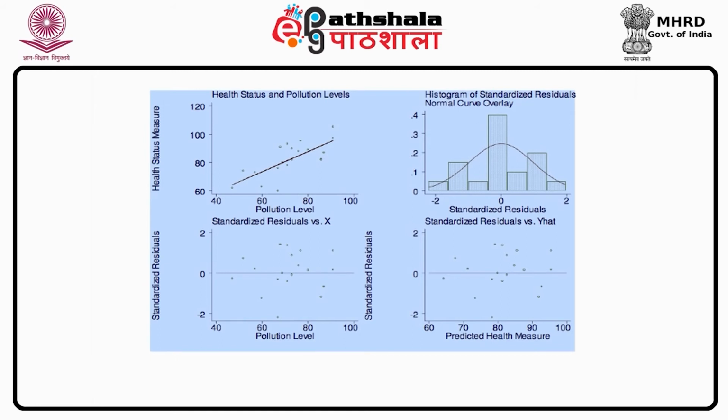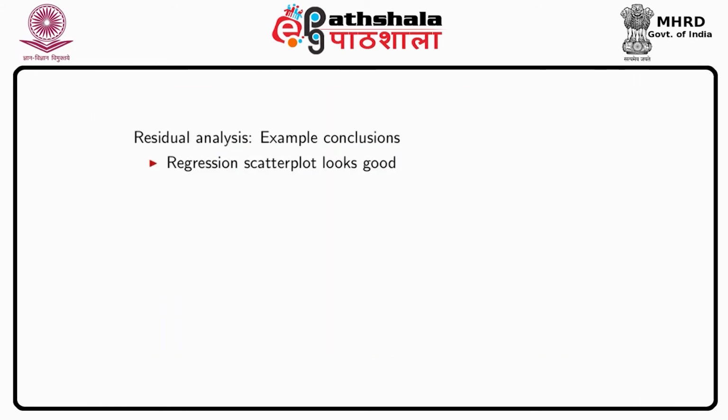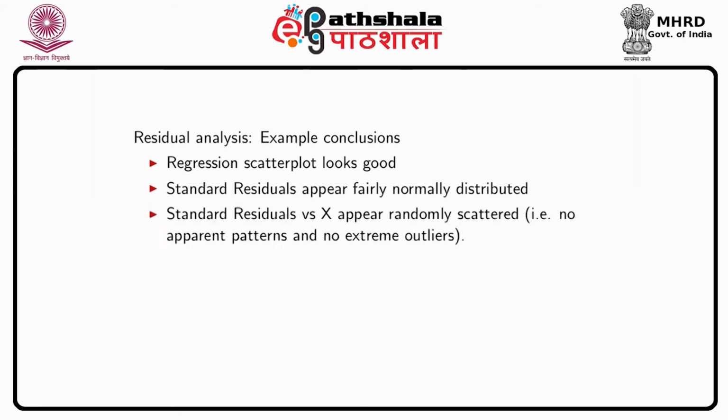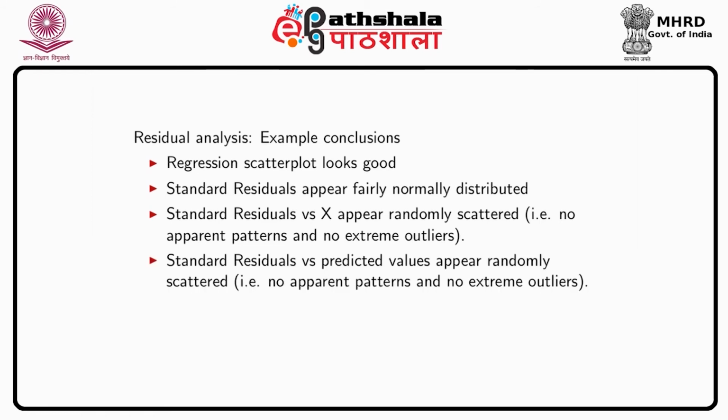So all four of these plots tell us that the linear model is potentially the best fitted model from the first plot, and once we fit the model, we can check the assumptions that have been satisfied by looking at the remaining three. So the conclusions that we can draw from the above plots are that the regression scatter plot looks good, it looks linear. Standard residuals appear fairly normally distributed. Standard residuals versus x appear randomly scattered, as is expected when the normality assumptions are satisfied, and the standard residuals versus predicted values also appear randomly scattered. That is, there is no apparent pattern and no extreme outliers which can be detected.